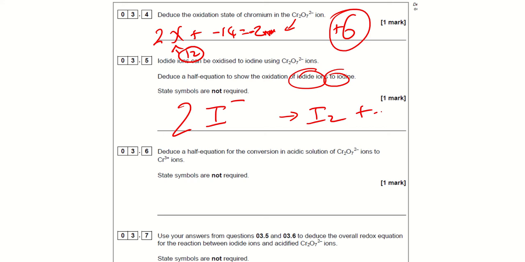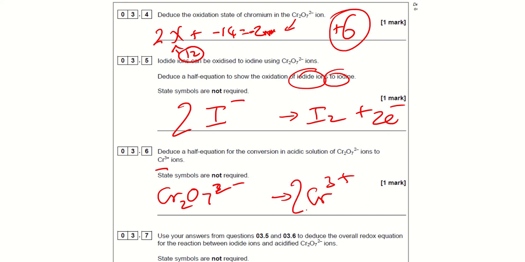Okay, I've got to balance up my electrons on the half equation. I need 2 electrons on that side. We then had to go from dichromate, I should say, to chromium 3 plus. So when we're doing our half equations in redox, the first thing we do is balance everything except oxygen and hydrogen, chromium that is, I need 2 of them.